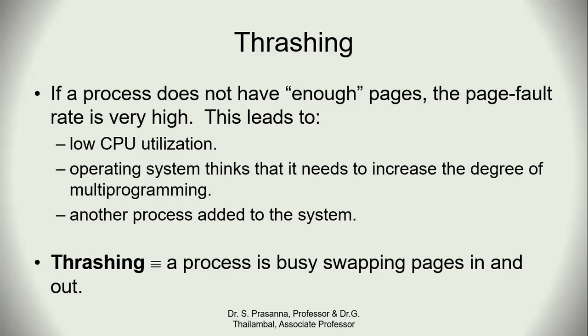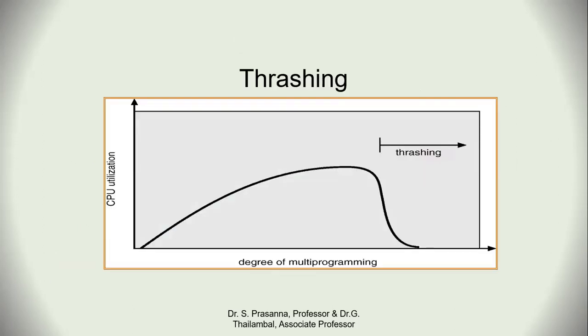Thrashing is when a process is busy swapping pages in and out. That is called thrashing. Thrashing should not happen, so you need to avoid it. To avoid it, the OS increases the degree of multi-programming, and once you increase it, the CPU utilization will be higher.